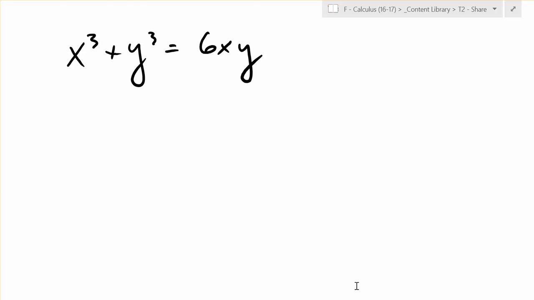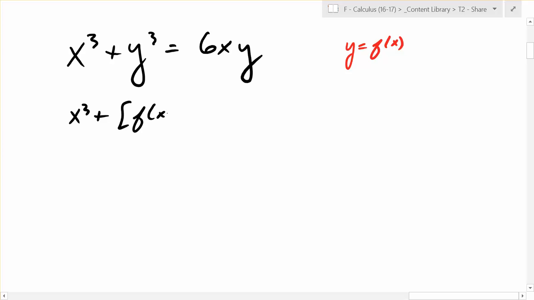To remember the chain rule. The easiest thing to forget is to use the chain rule on this. You are treating y differently than x because you're differentiating with respect to x. You're not differentiating with respect to y. So yes, the first step was y is equal to f of x. So what does this make it become? It becomes x cubed plus f of x cubed equals 6 times x times f of x.